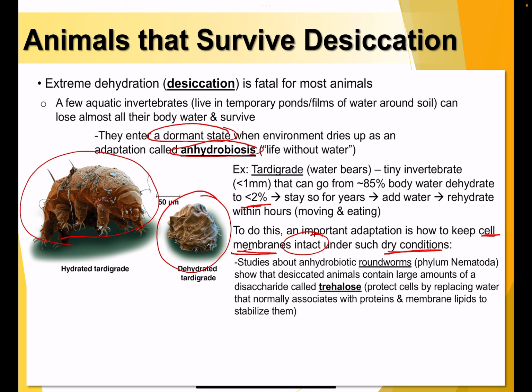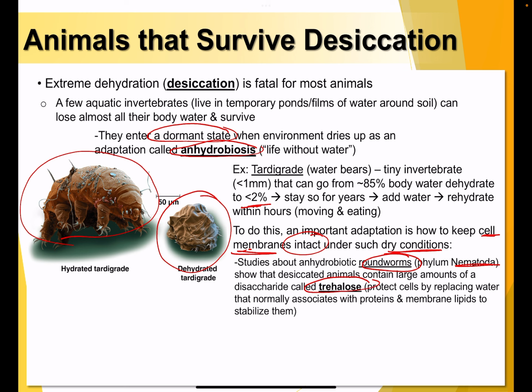Because they're multicellular organisms. So, studies about anhydrobiotic roundworms, because it turns out that water bears are not the only invertebrates that can go through anhydrobiosis. Roundworms can also do it, a specific species of roundworms. Remember, they were from the phylum Nematoda, as we've talked about in a previous chapter. So they showed that desiccated roundworms actually contain large amounts of a disaccharide called trehalose.